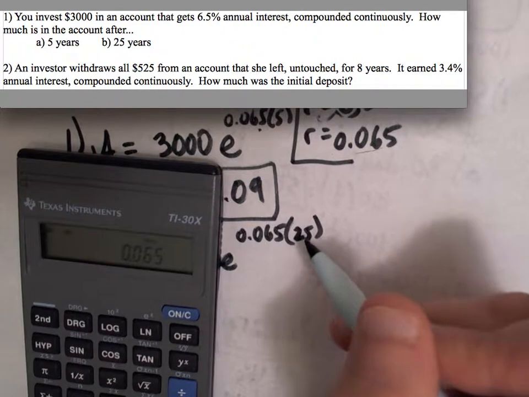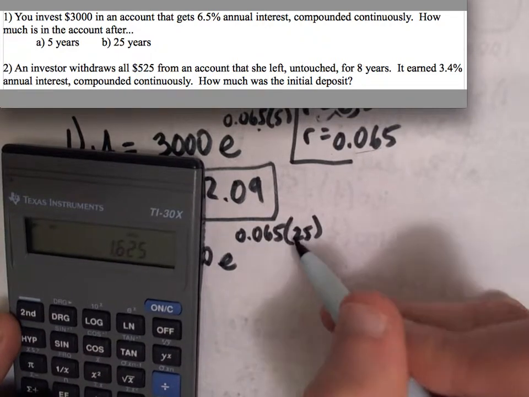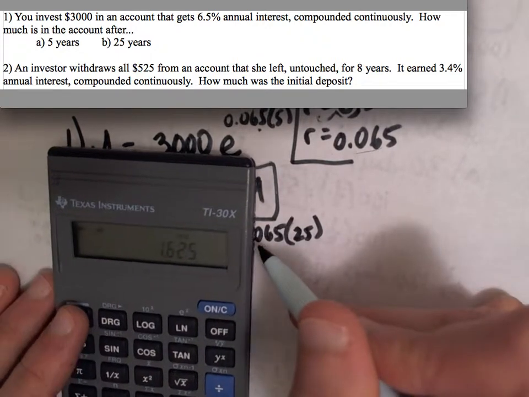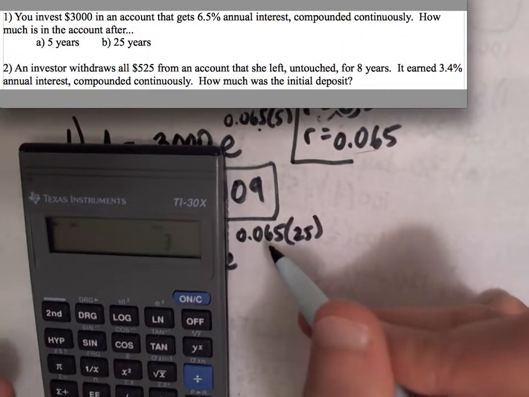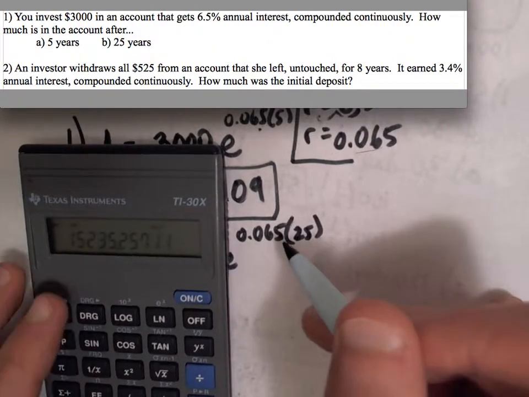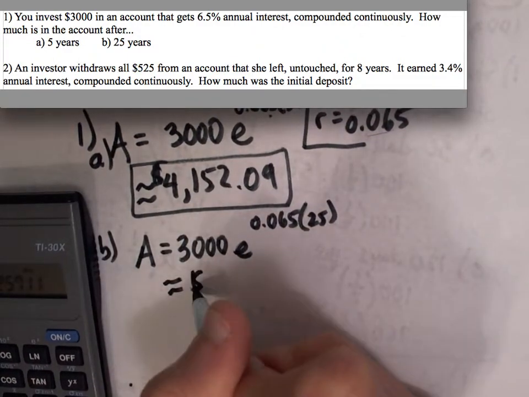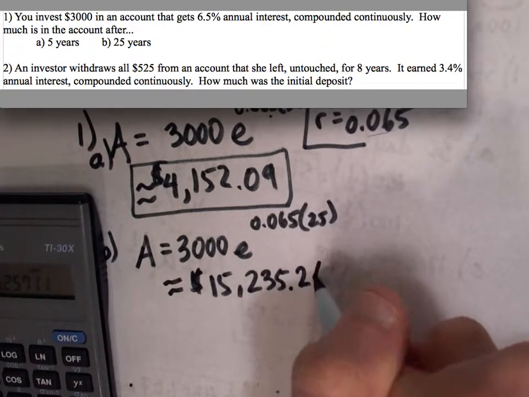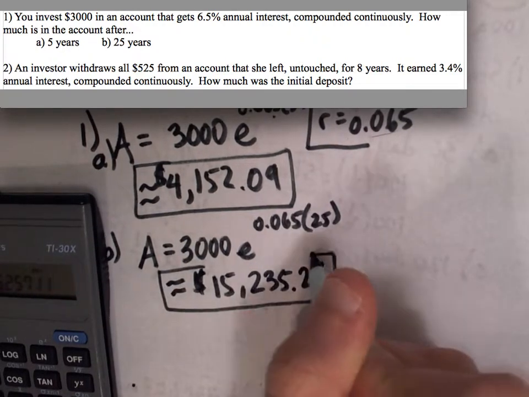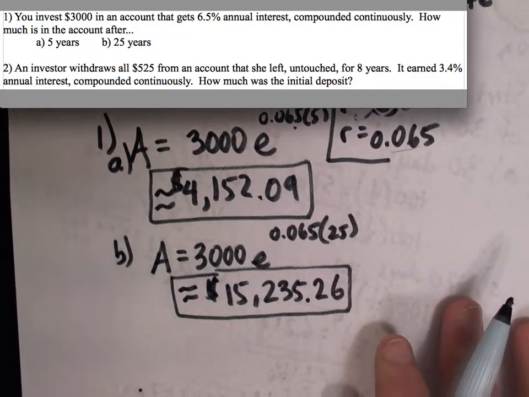0.065 times 25 gives us 1.625. Then we're going to take e to that power, so e to the x gives us that. We multiply by 3,000. There we go. So we're up to $15,235.26 rounded. All right, so those problems are pretty simple, straightforward. Number 2 is a little more interesting, though.